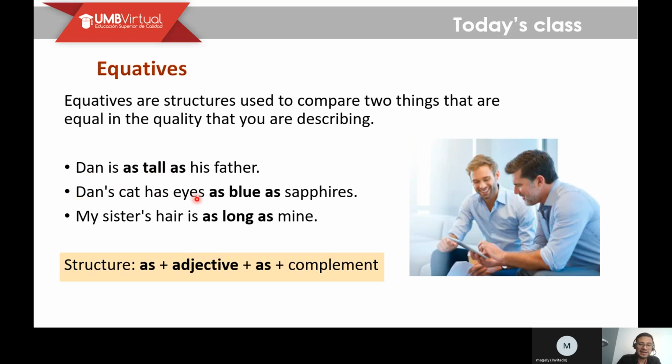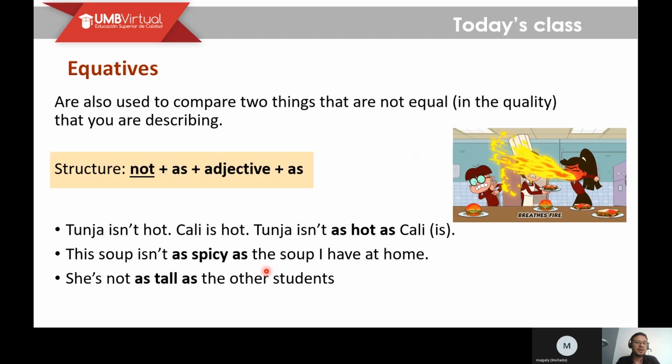Dan's cat has eyes as blue as sapphires. My sister's hair is as long as mine. So you can use this structure to say that this is the same as this. We also use the equatives to compare things in the qualities in which they are not equal. In the negative form, we use it like this.